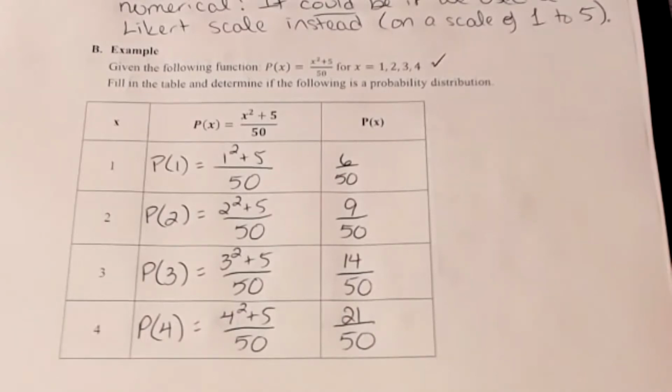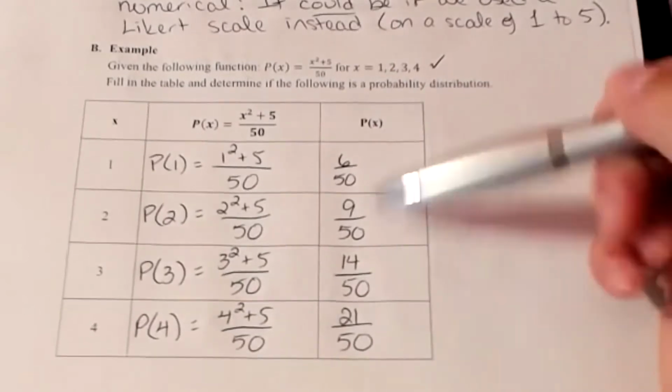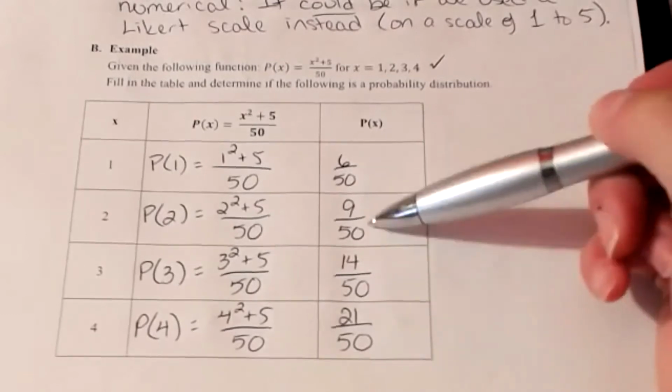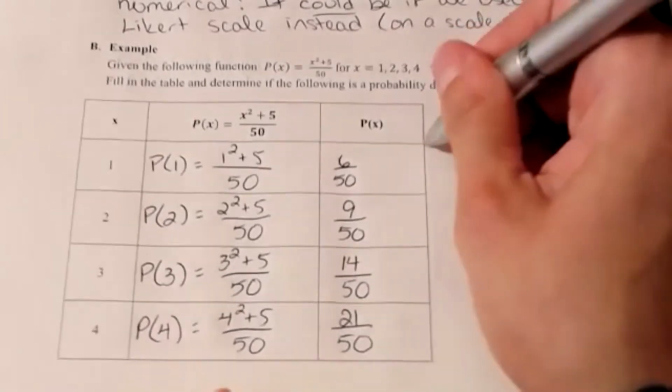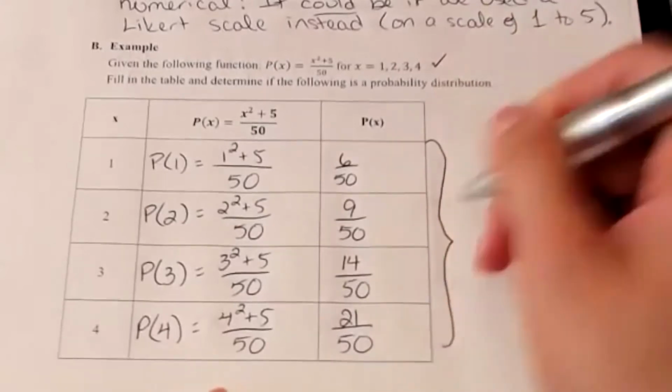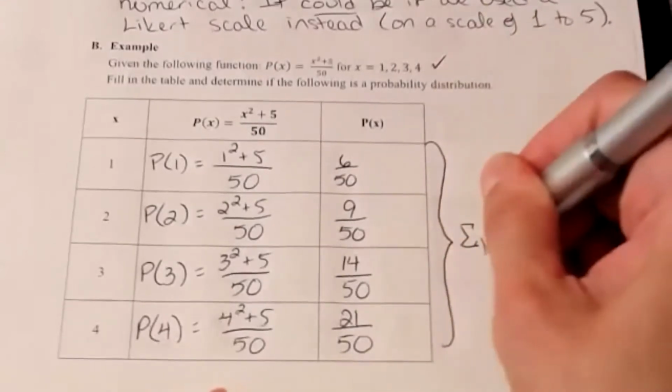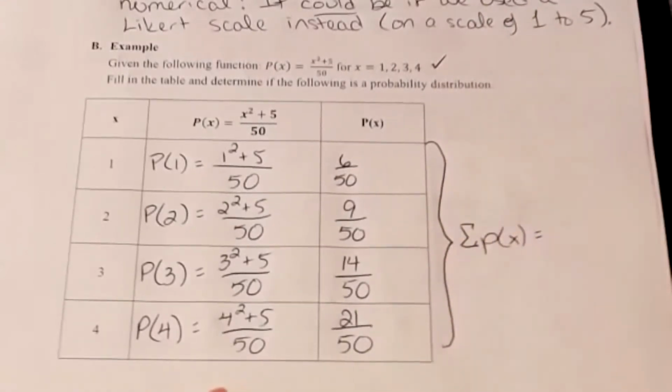So the table is complete. Now we have to determine if this is truly a probability distribution. We know that our random variable took on numerical values. Check. We have to now determine if the sum of all the probabilities is 1. We do see that each of the probabilities sits between 0 and 1, so this is a success as well. So let's add these up, the sum of the probabilities, and let's see what we get.